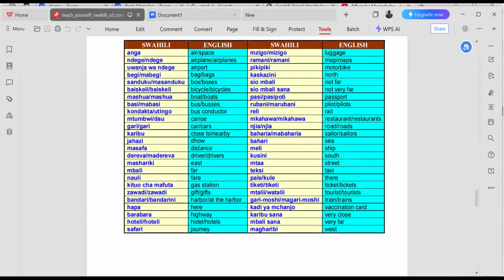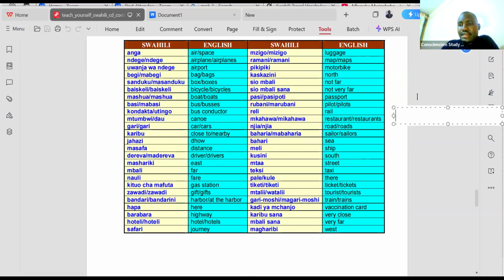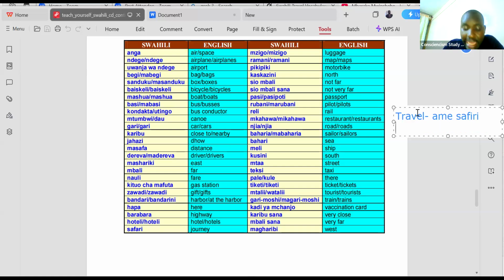Ndio. Asante. So I'll be using a side screen, as I'd said. I'll be starting with the word safiri, which is travel. So if somebody travels, we say amesafiri. Amesafiri. Now, journey or travel is what we call safari.